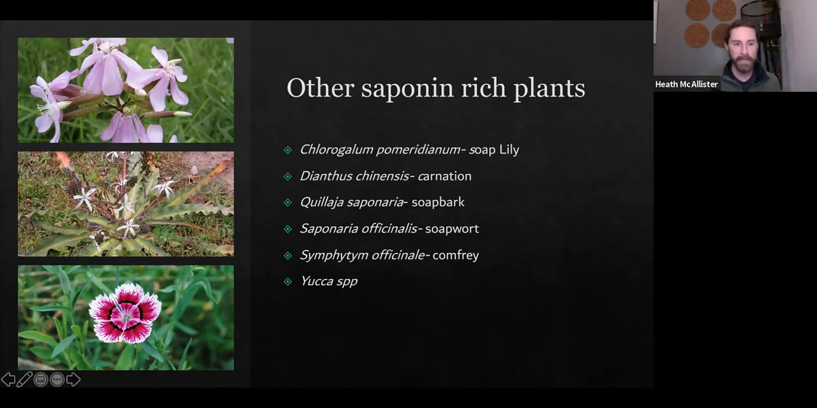Some other things: soap lily, that is that one right there, really saponin-rich. Dianthus chinensis, we talked about that, and that's the one on the bottom. That is Dianthus, the original carnation, but that's a Chinese herb. And then we talked about Quillaja saponaria, that is soap bark, Saponaria officinalis, soapwort, and Symphytum officinale, comfrey. Comfrey has a lot of different things in it, including saponins. And then yucca species, which we have some pretty good ones in the US. We have Yucca schidigera, which is Mojave yucca, and we have Yucca brevifolia, which is Joshua tree.